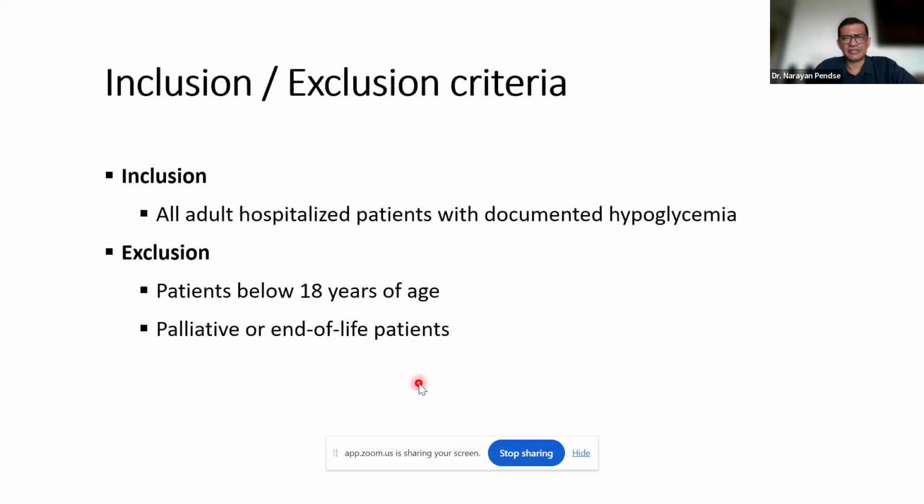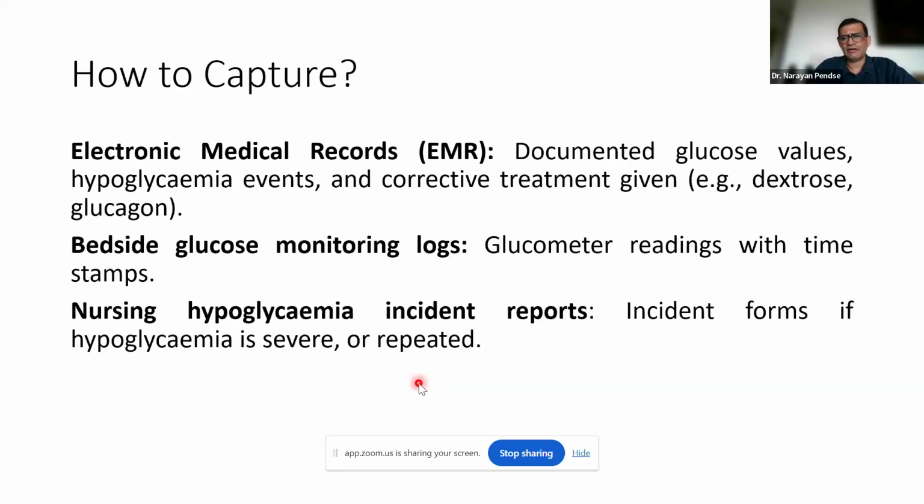Inclusion exclusion criteria, this is in that sense pretty straightforward, that all adult hospitalized patients with documented hypoglycemia should be included, while patients below 18 years and sometimes end of life patients, those on palliative care, can be excluded because you are not particularly concerned with the target blood glucose level in this set of patients. How to capture? Well, if you have your blood glucometers, etc., integrated with the EMR or the HIS, it is simpler. Many of the times it is not, so you have to rely on medical records, whether they are electronic medical records or physical case records.